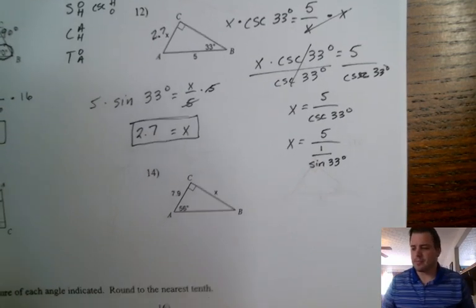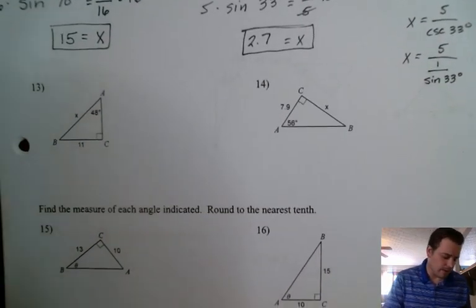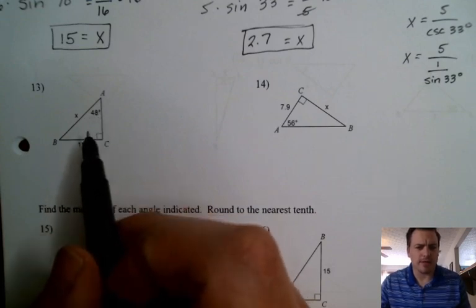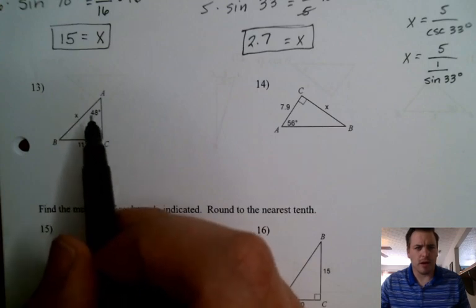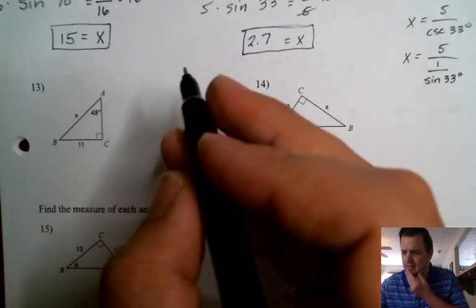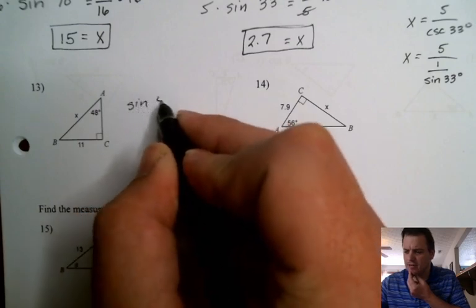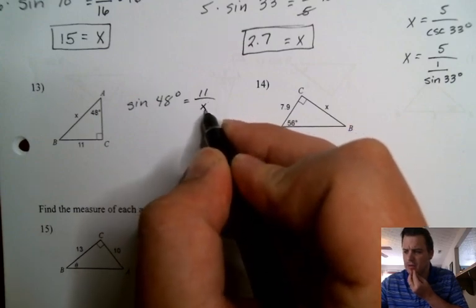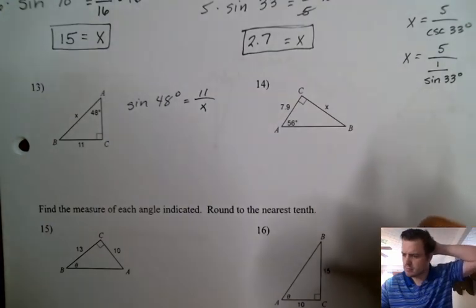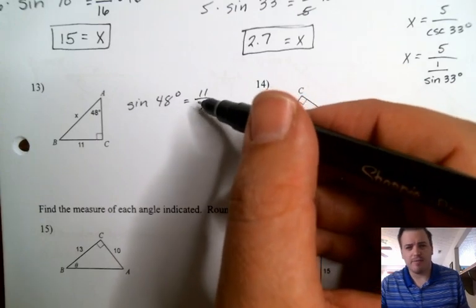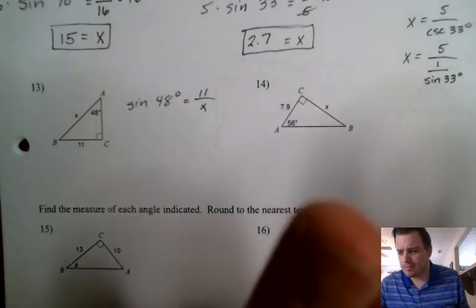So now let's continue on to 13. Okay, 13. So 13, let's see what we're dealing with here. So this is opposite over hypotenuse, right? So that's pretty simple. We just use sine there. Sine of 48 degrees is equal to opposite over hypotenuse. Now notice here, I don't have x on the bottom here, but that's okay.